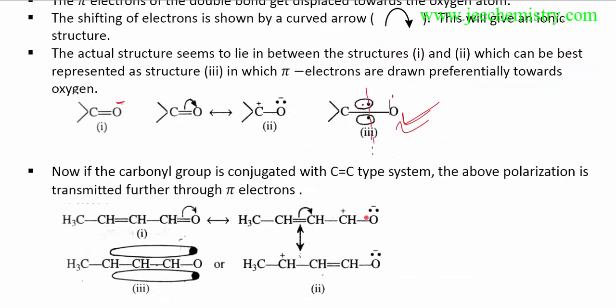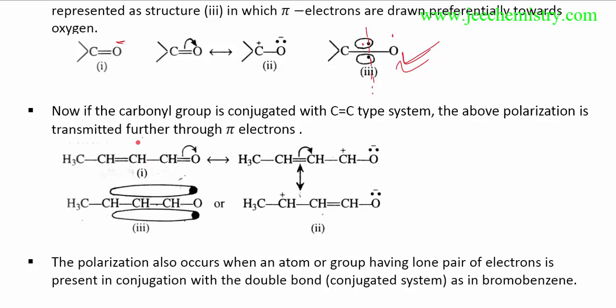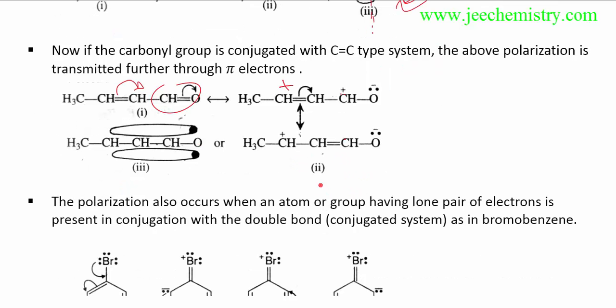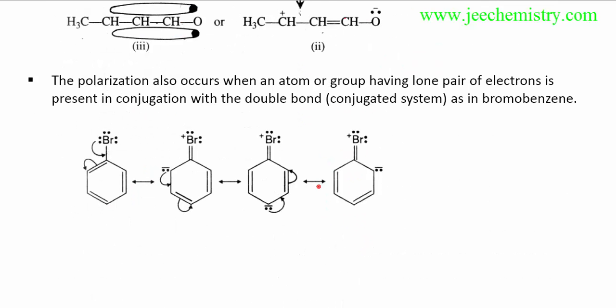Now if the carbonyl group is conjugated with a double bond system, then double polarization is transmitted through the pi bonds. If this conjugation is there, then a long chain is possible. Now a negative charge is generated, and this shifts to this position. Here the plus charge and minus charge are forming. Now polarity is produced in the molecule. This effect is called the polarized mesomeric effect.